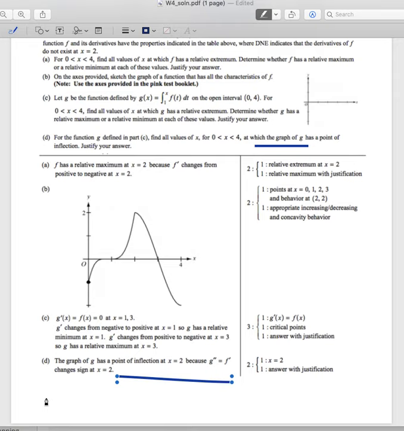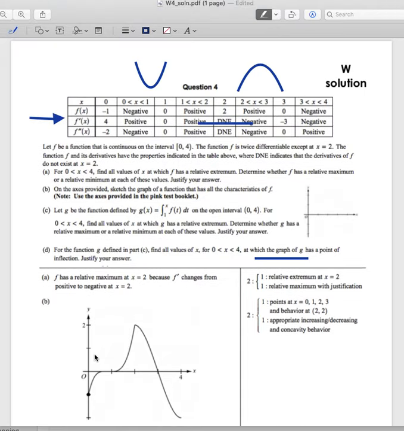What do you think of their explanation? Not too bad. Okay, that is W4. Thanks.